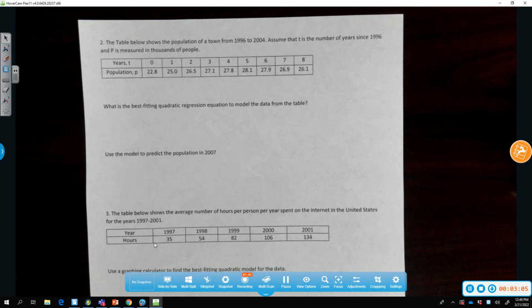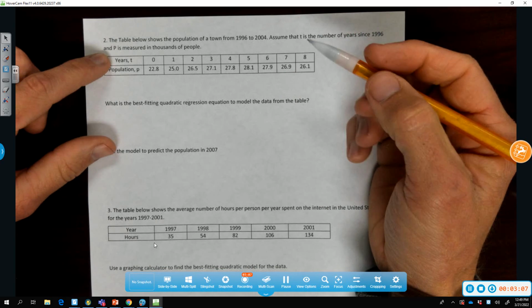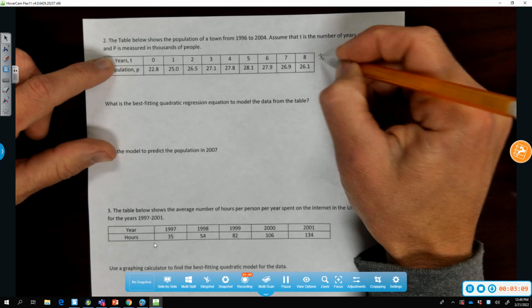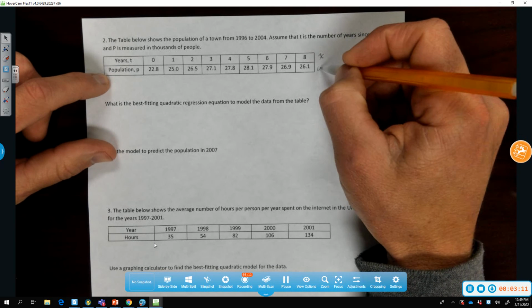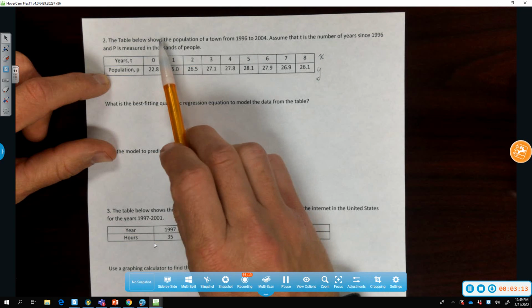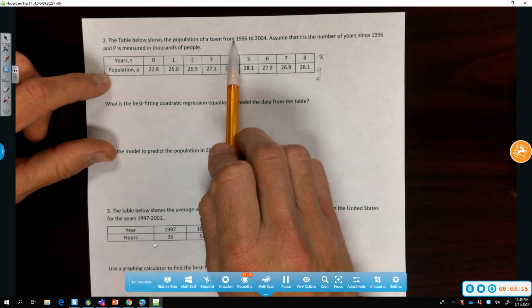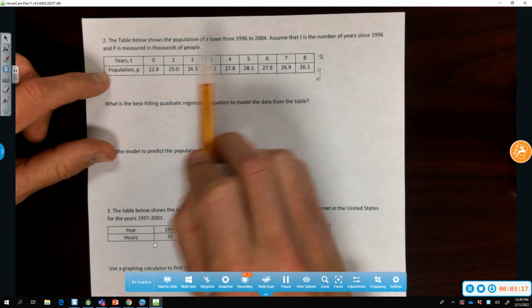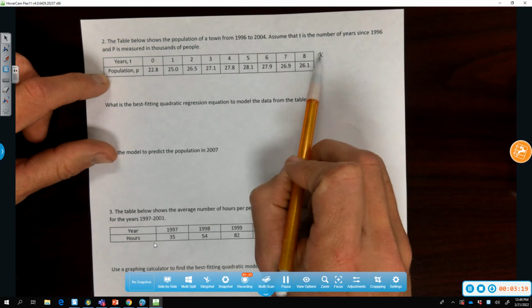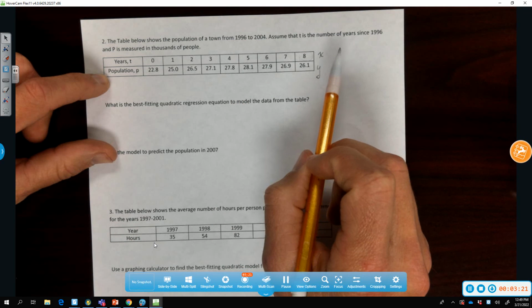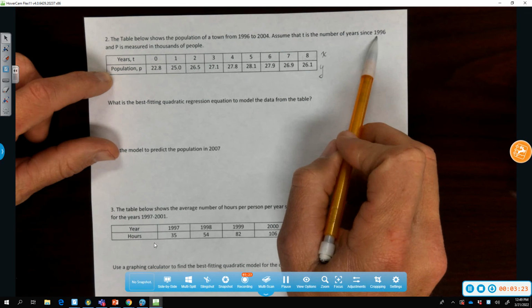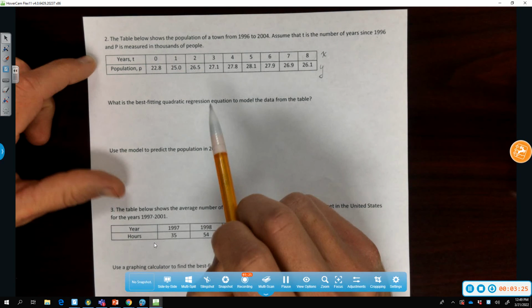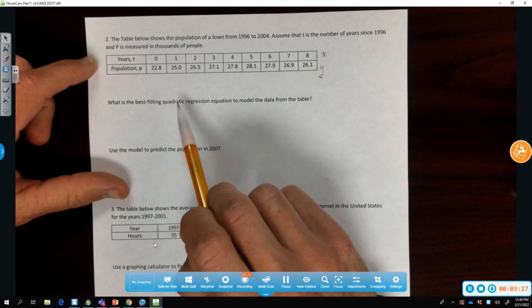All right, let's go to number 2. Same thing. Number 2, I have a table here. I have the years and I have the population. Well, obviously, years are my x values. Population is my p values or my y values. It says the table below shows the population of a town from 1996 to 2004. So 1996 would be year 0. 2004 would be year 8. Assume that t is the number of years since 1996 and p is measured in thousands of people. What is the best fitting quadratic regression equation?